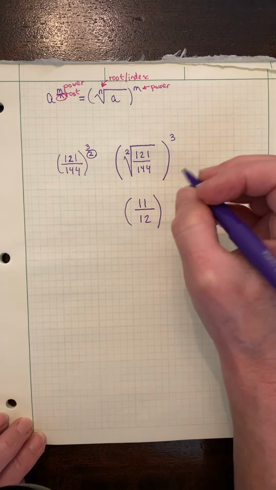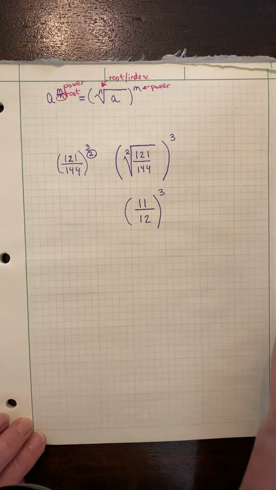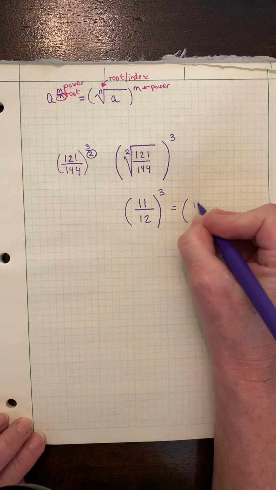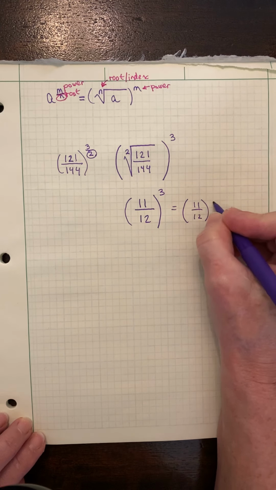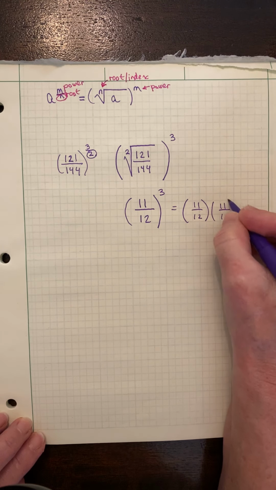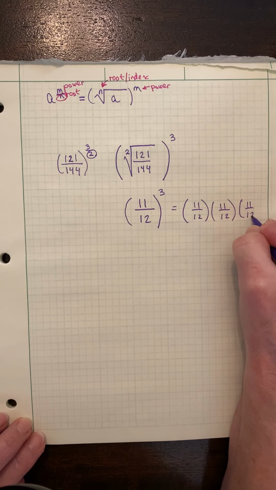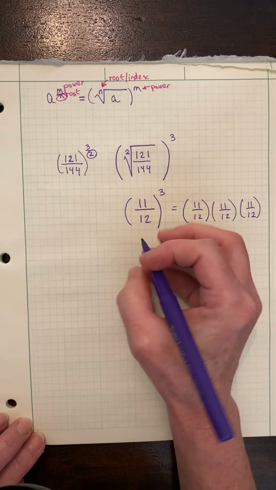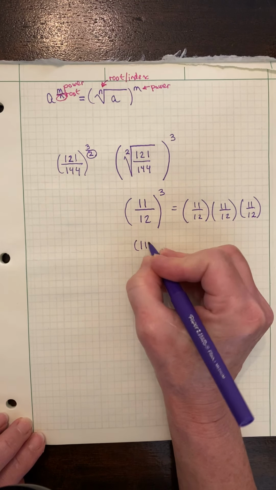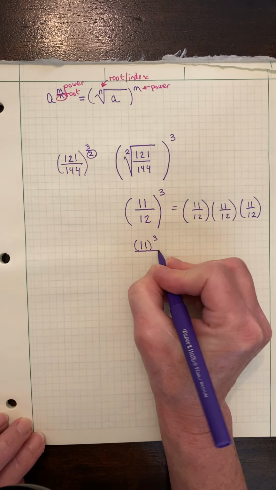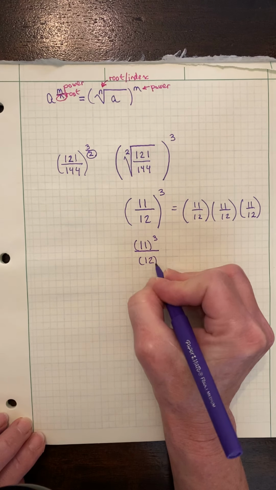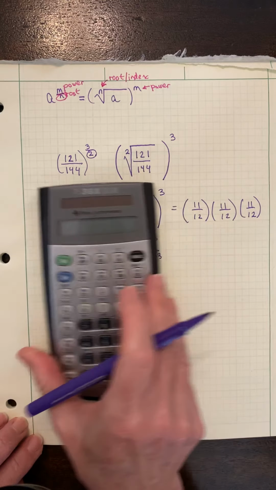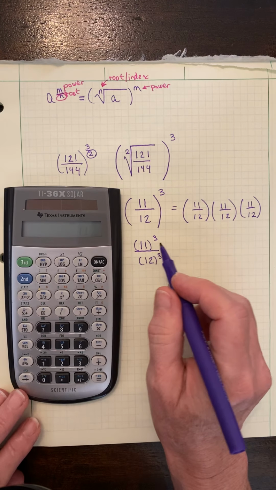I've done that. Now I need to cube it. Again, I could write out 11 twelfths times 11 twelfths times 11 twelfths, but we can also apply the cube individually. We can take 11 and raise it to the third power, and take 12 and raise it to the third power. And if you want to use a calculator, you can multiply 11 times 11 times 11.